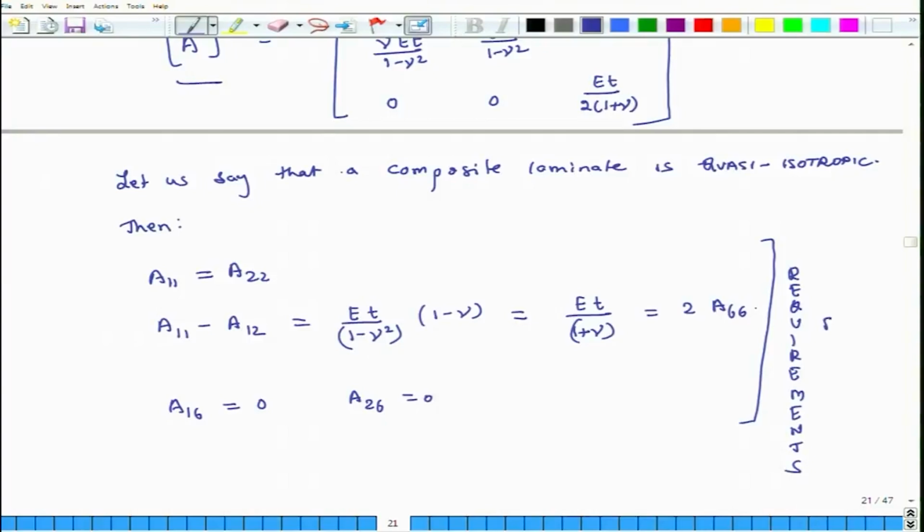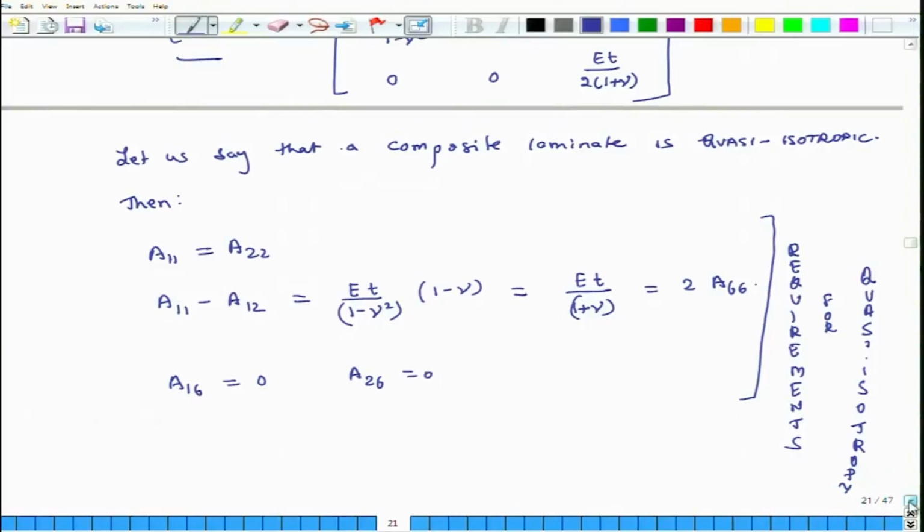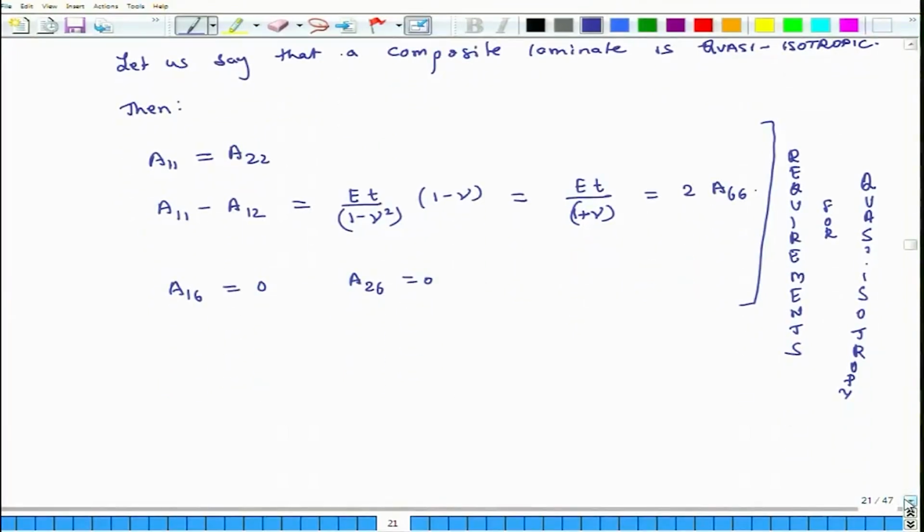These are the requirements for quasi-isotropy. So, the question is, what kind of a lamination sequence I have to generate which ensures that A11 is equal to A22. The same lamination sequence should also give me a situation where A11 minus A12 should equal twice of A66 and A16 and A26 should be 0.